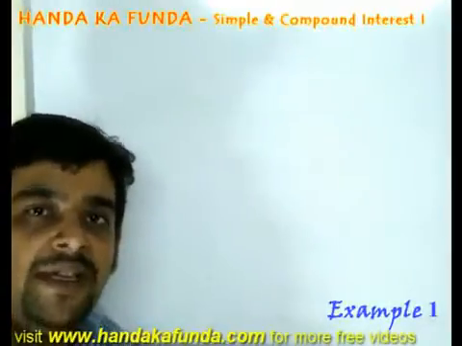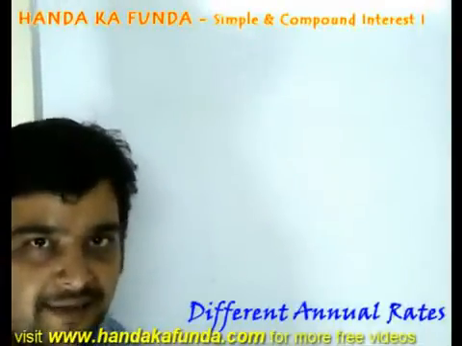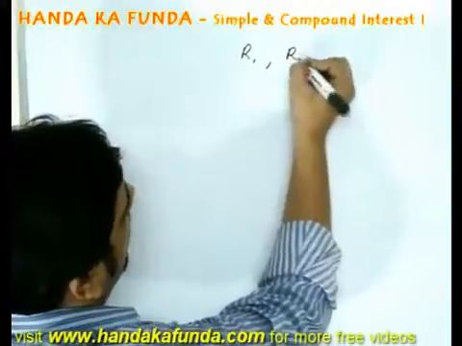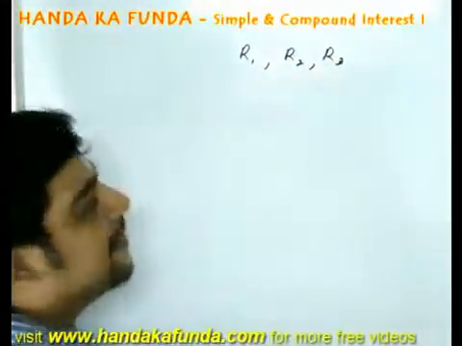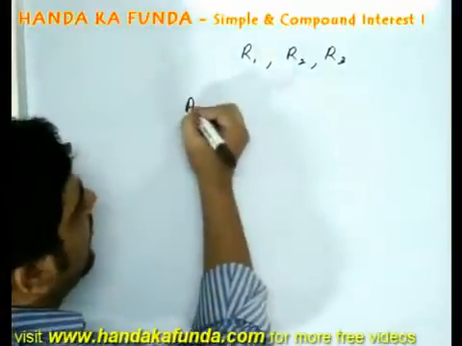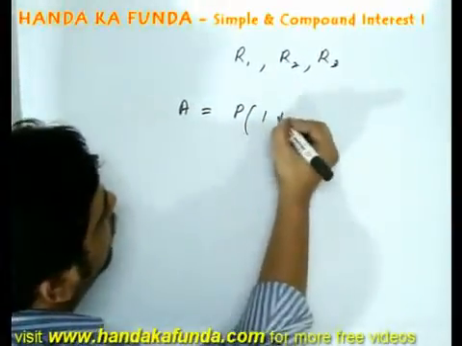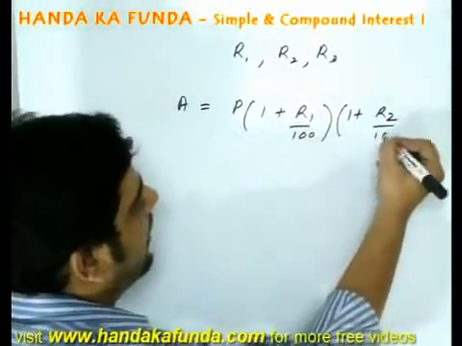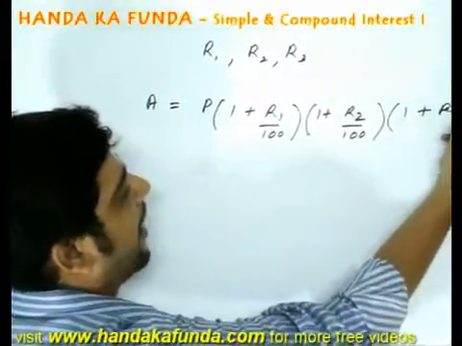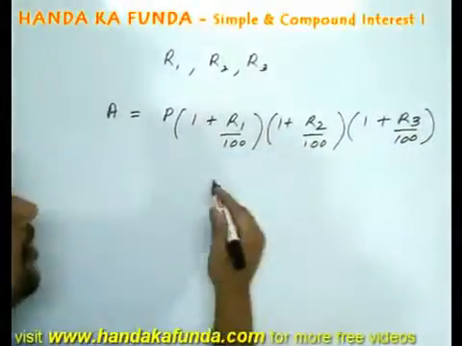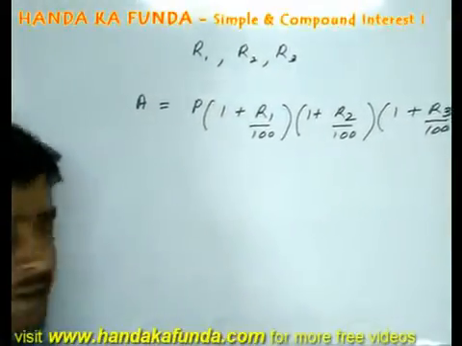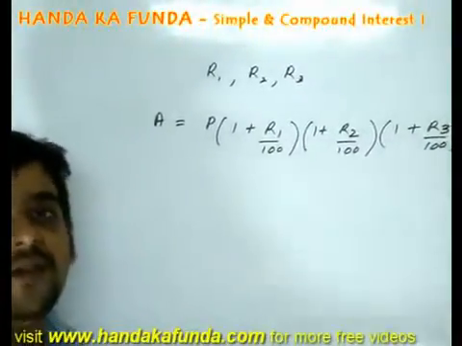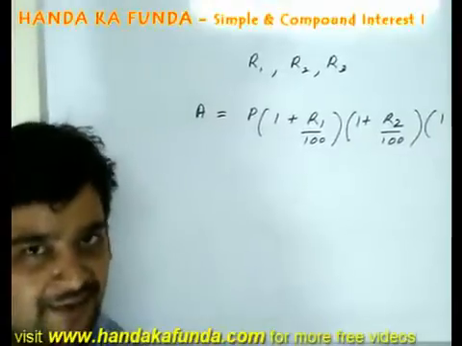What will be the amount if the rate of interest are different over the years? Let's say for the first year the rate is R1, for the second year the rate is R2, and for the third year the rate is R3. In this particular case, the amount in case of compound interest will be given by P into (1 plus R1 by 100) into (1 plus R2 by 100) into (1 plus R3 by 100). As you must have realized by now, if I change the order of the rates, it is not going to matter in my final amount. My final amount will be the same irrespective of whatever is the order of rates of interest.